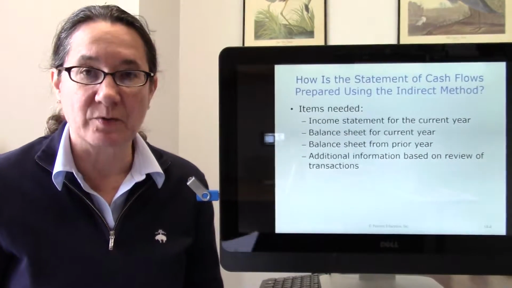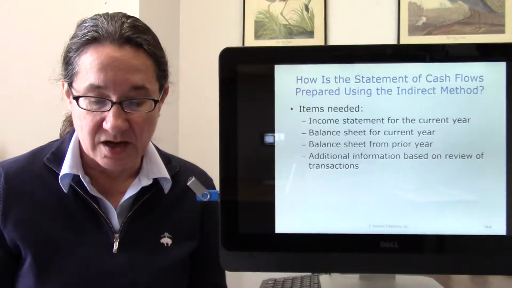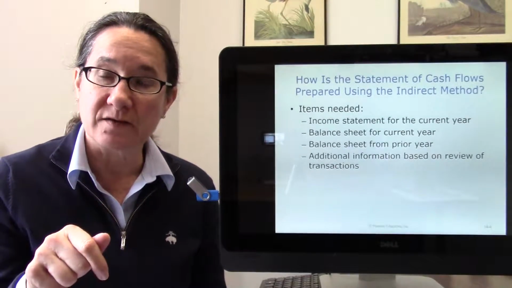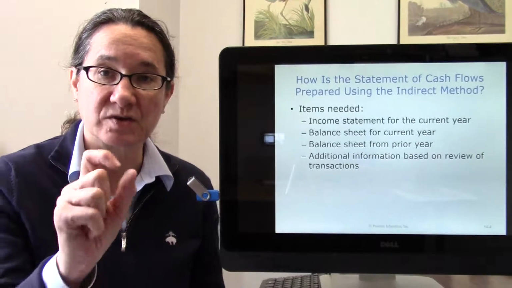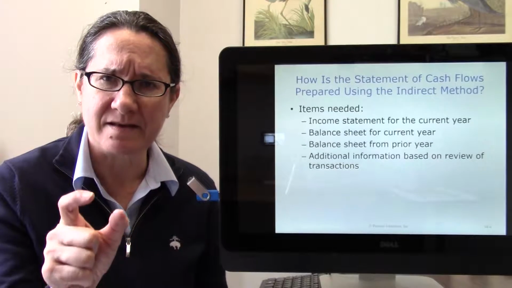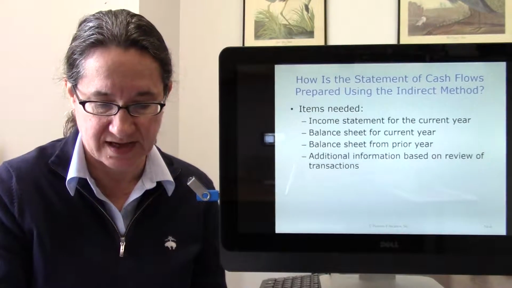Well, let's start with what we need. For you to do an indirect method, you need the income statement for the current year, because that's what we're reconciling to the cash. We're going to take that net income and say, how does that compare to the cash flow? How do we turn that into our changes in cash?